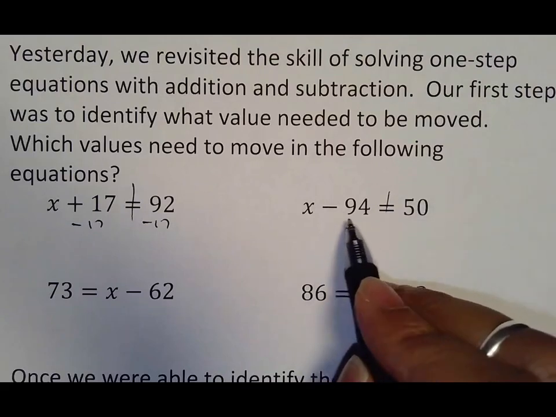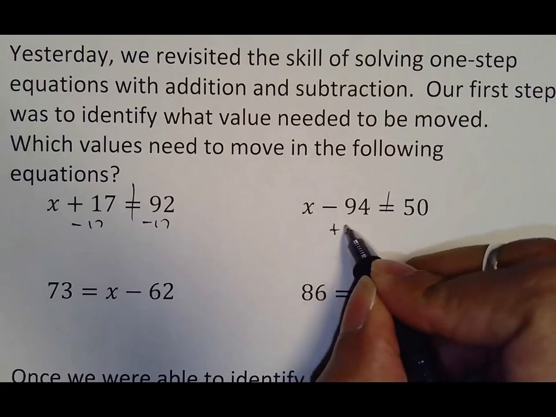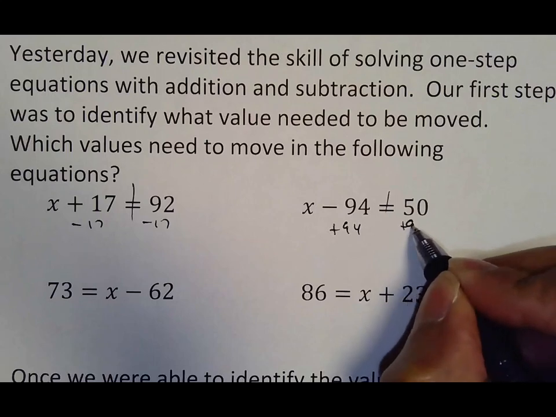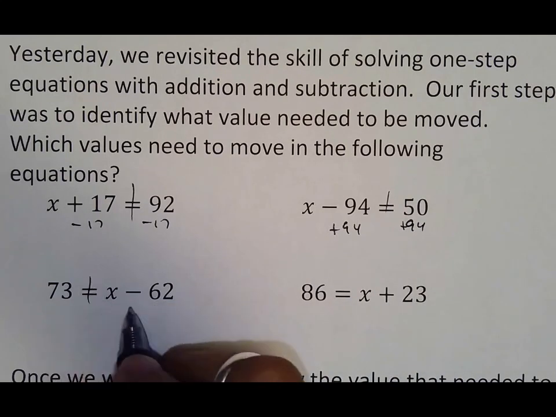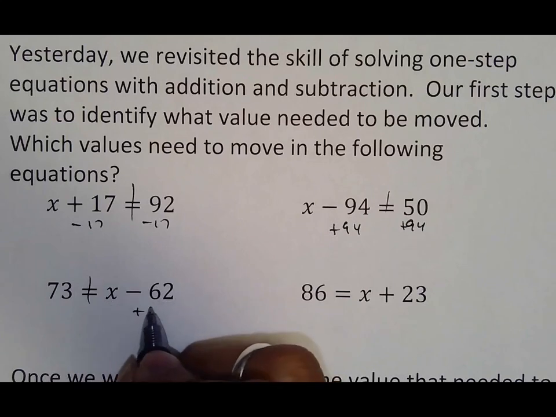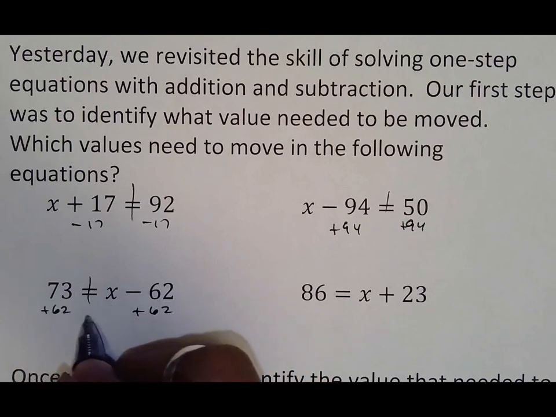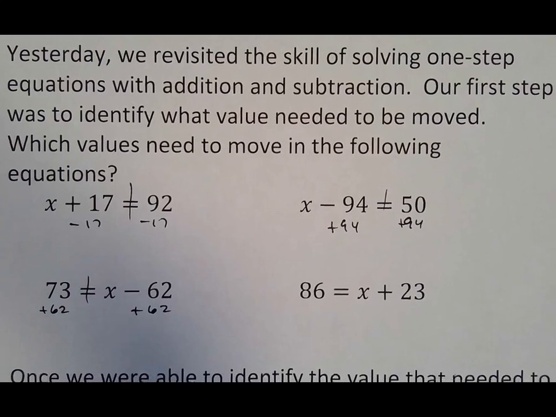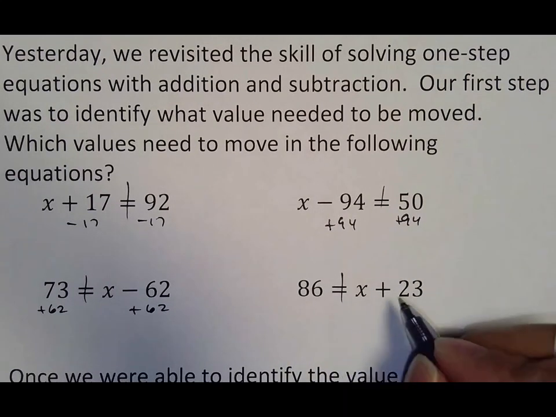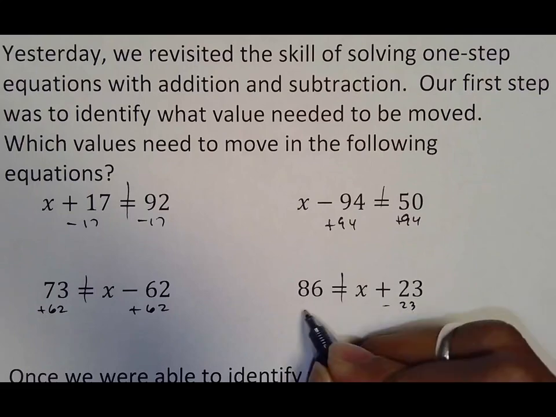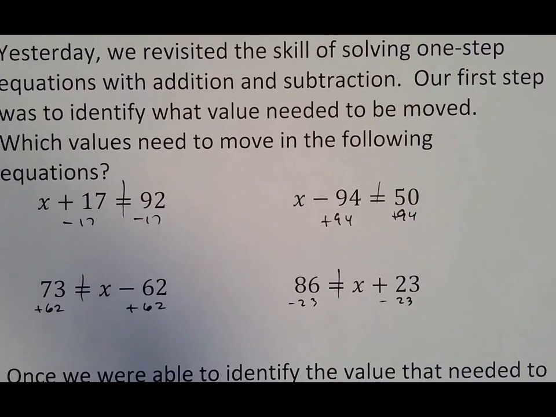In this problem, we needed to move the value with x, which is the 94. So remember, we would add 94 to both sides. Again, not worried about the answer. Here, if that's the wall, x is with negative 62, so we put plus 62, plus 62. That would do it. And here, 86 equals x plus 23. If that's the wall, 23 is with x, which means that we would subtract 23 and subtract 23.